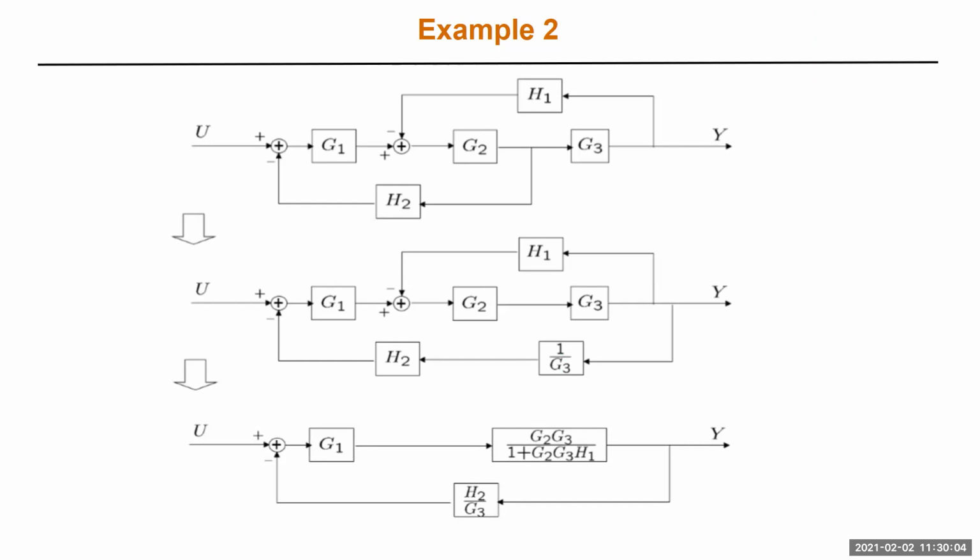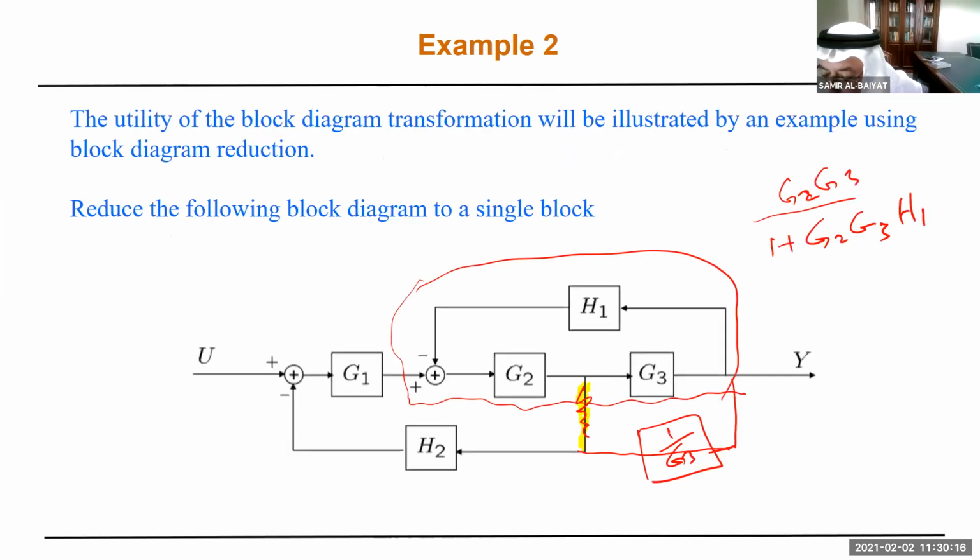Excuse me, Doctor. Can I ask a question? How does 1 over G3 come out here? Okay. I am feeding from this point. Originally, I'm feeding from this point. At this point, in the gain, there is no G3, isn't it? I'm feeding from G2 and back.